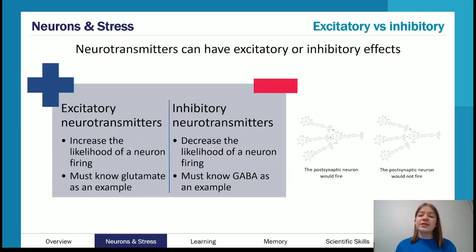In terms of the effect that a neurotransmitter has on the neuron firing, this can be either excitatory or inhibitory. So our excitatory neurotransmitters increase the likelihood of a neuron firing. You need to know glutamate as an example of this. And our inhibitory neurotransmitters decrease the likelihood of a neuron firing. So for example, GABA or gamma-aminobutyric acid. So then we can consider, alright, if it's had a lot of excitatory inputs and not really much inhibitory, we would consider it quite likely that the postsynaptic neuron would fire versus the opposite.